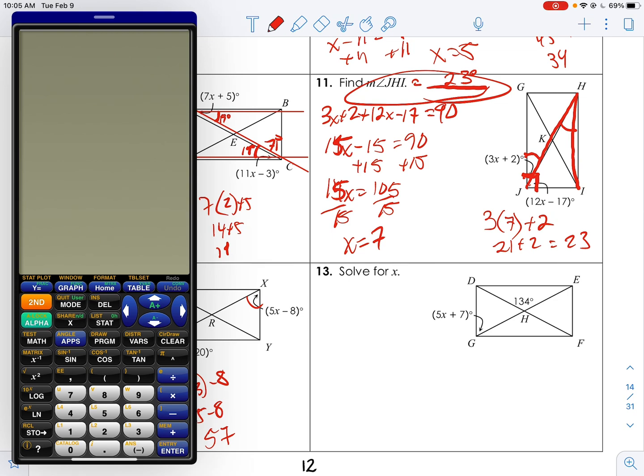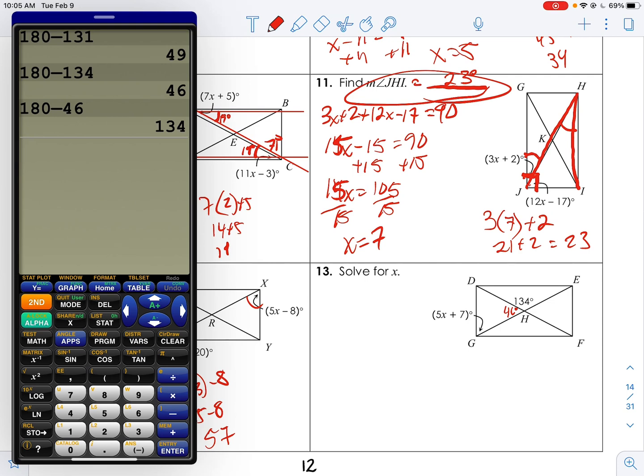All right, here we go. Solve for x. Oh, man, all we got to do is make x happen. Love it. Well, let's see what we can know. We know not a lot. Well, we could do this. 180 minus 134. We know that this is 46 degrees. And 180 minus 46 degrees is 134 degrees. That makes sense because we just found that.